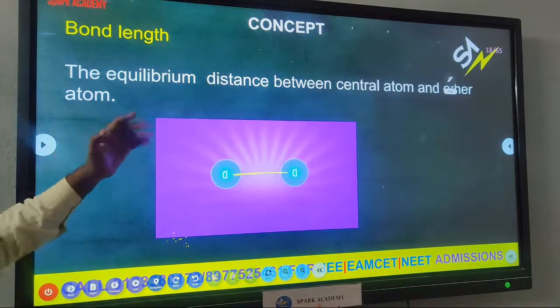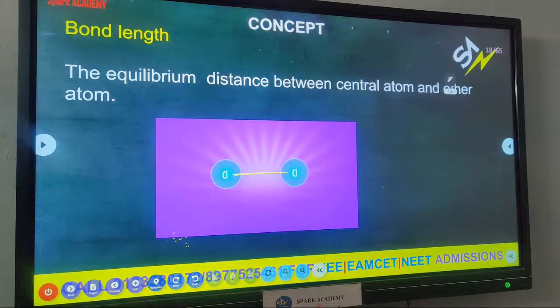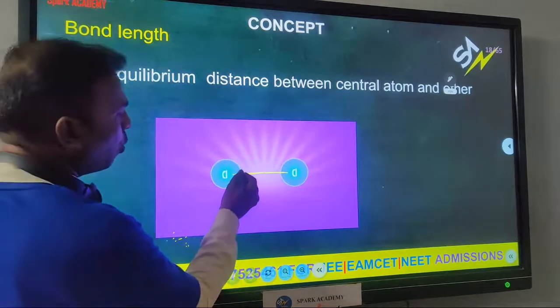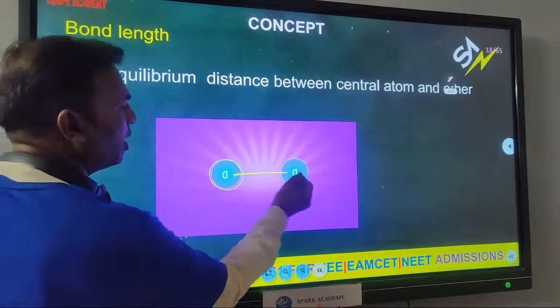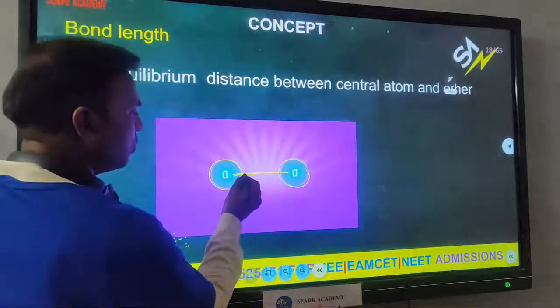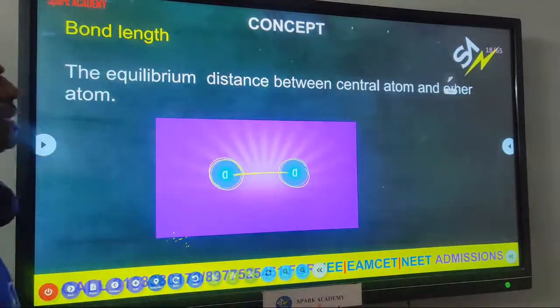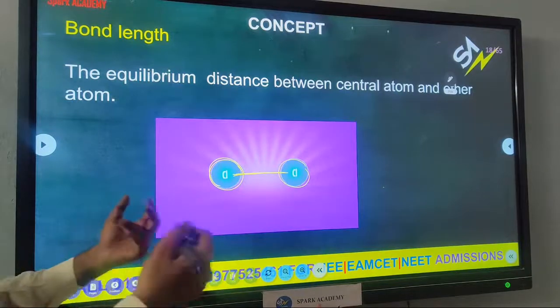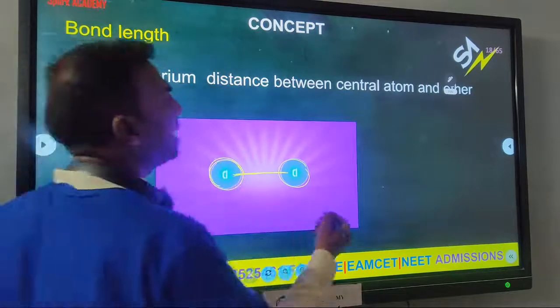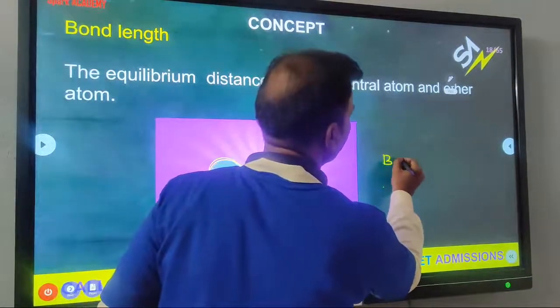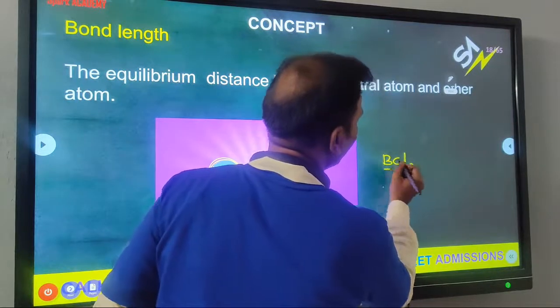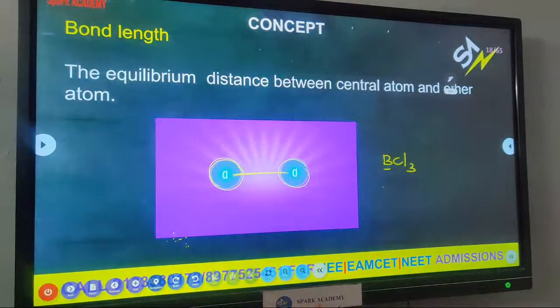So the equilibrium distance between, for example, we consider one is the central atom, one more is the other atom. Otherwise, we take one more example, BCl3. In that, boron is the central atom. What are the surrounded atoms? Chlorines, they are around the boron. They are called surrounded atoms.